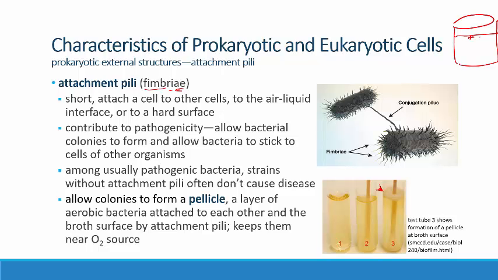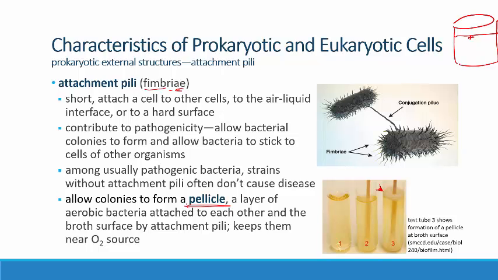And last of all, the last thing to say about attachment pili is that these attachment pili allow organisms, colonies of organisms, to form a pellicle. This is a layer of aerobic bacteria that are attached to each other and then to the surface of the nutrient broth that they're being grown in. And they use attachment pili to do that. And it's all about keeping these aerobic bacteria up near an oxygen source.